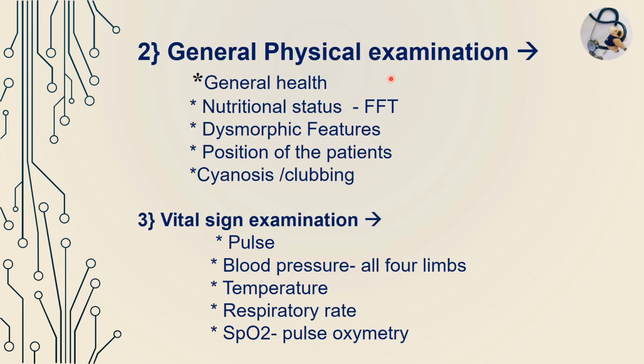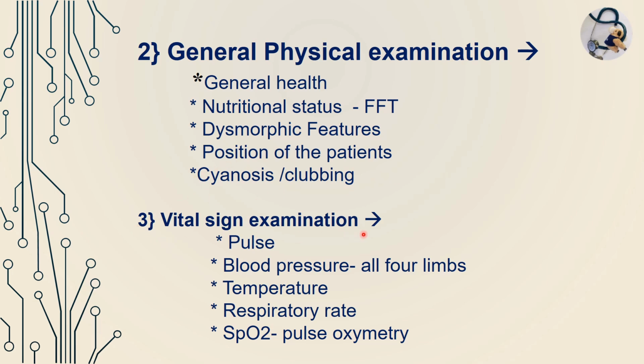Then you go to the general examination. In the general examination, important points are, you check the general health status of the child. Anthropometric measurements are important, as the child may be failing to thrive. You take a good nutritional history to find out whether the failure to thrive is due to a nutritional defect or due to a cardiac defect. So it's very important to take the nutritional status also. You check for dysmorphic features in a child. So head to toe examination is very important. You check the position of the patient, like the squatting position you see in tetralogy of Fallot, or any disease which follows the Fallot's physiology. And check for cyanosis and clubbing to rule out congenital cyanotic heart disease.